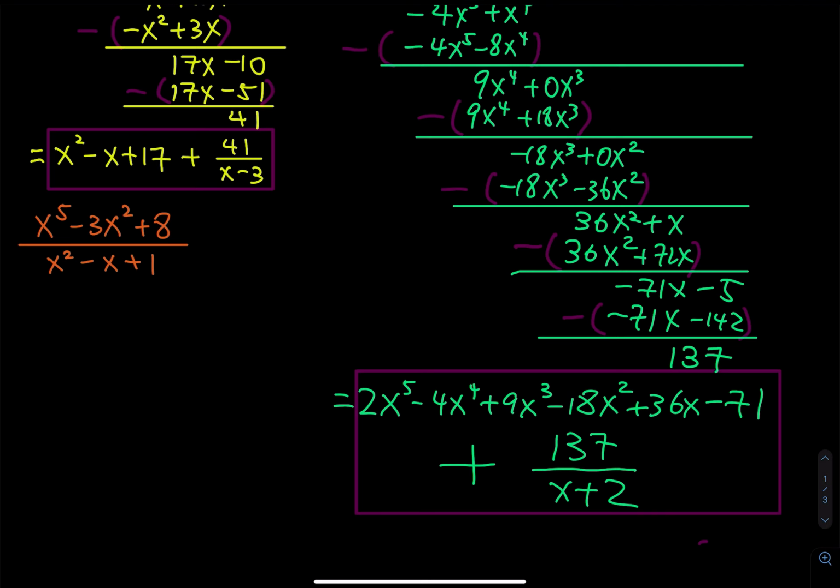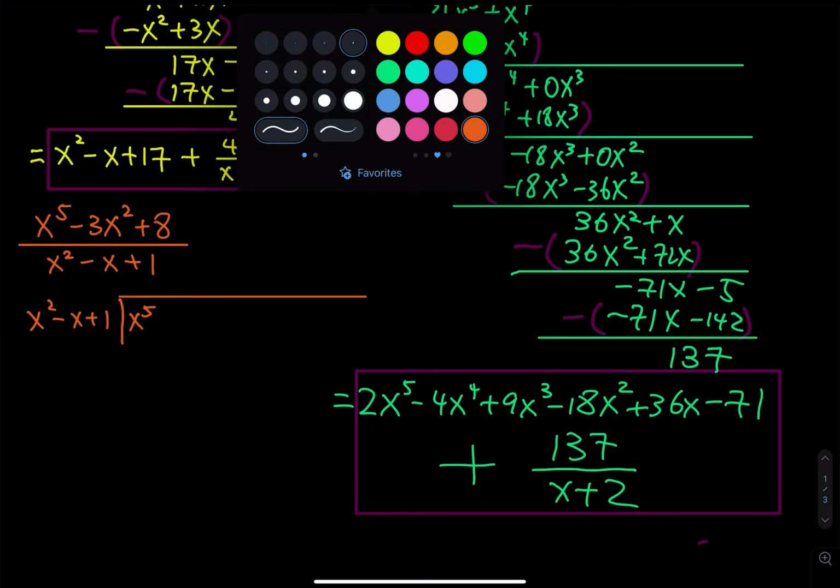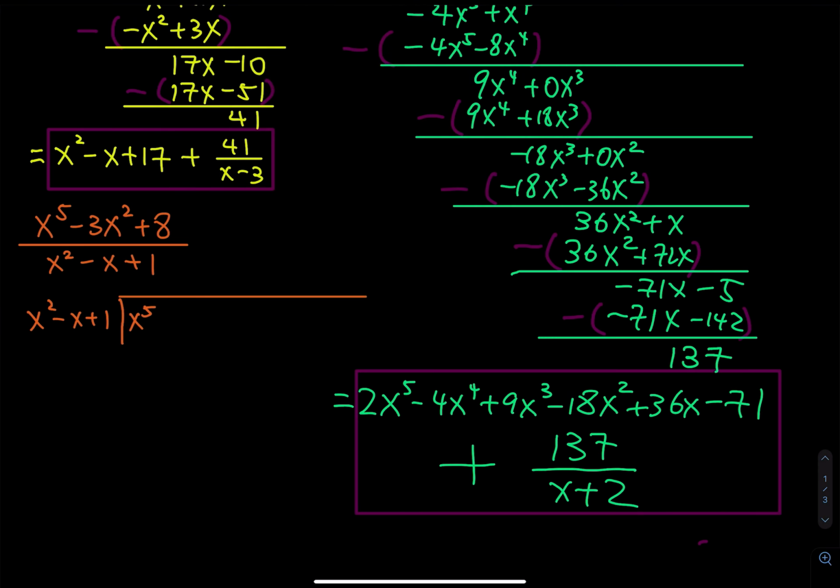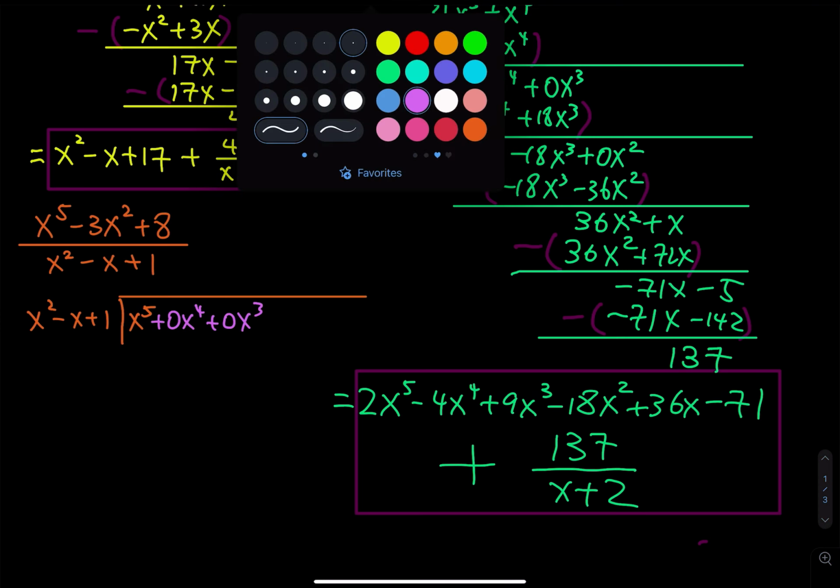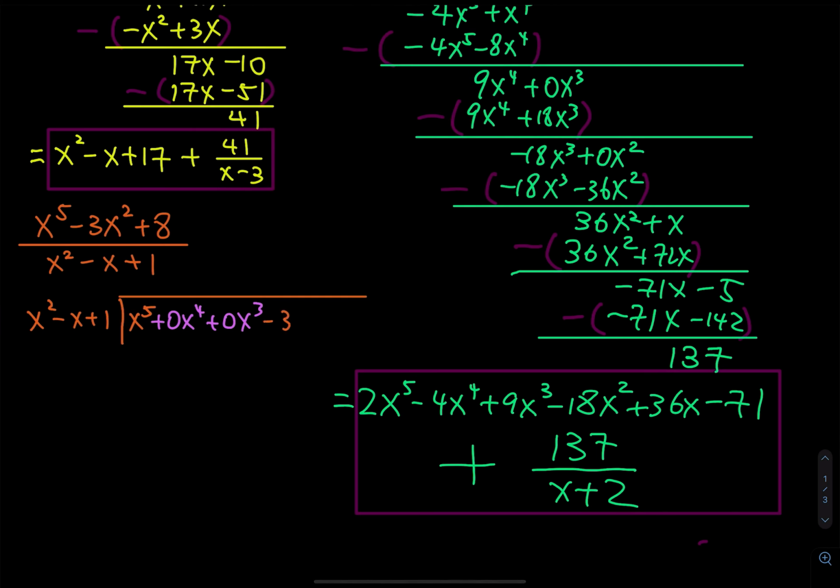The last problem, we have a fifth power, the fourth power, the third power is missing, the first power is missing. We have x squared minus x plus 1 as the divisor, and then x to the fifth. The fourth and third powers are missing, so we have to add them: plus 0x to the fourth plus 0x to the third, minus 3x squared. The first degree is missing, and then we add 8 at the end. So plus 0x.